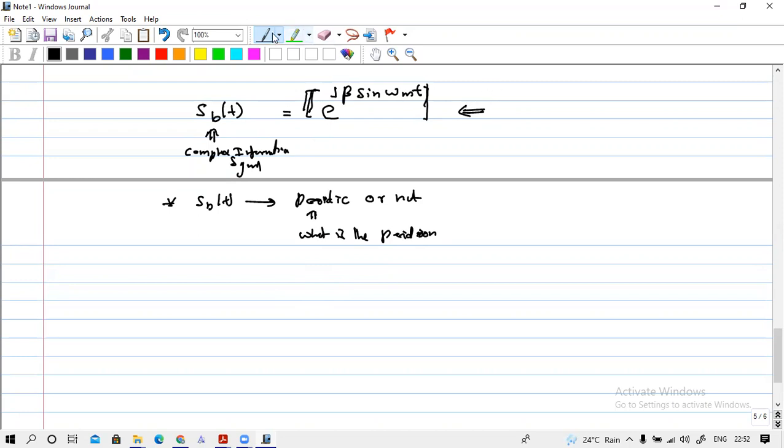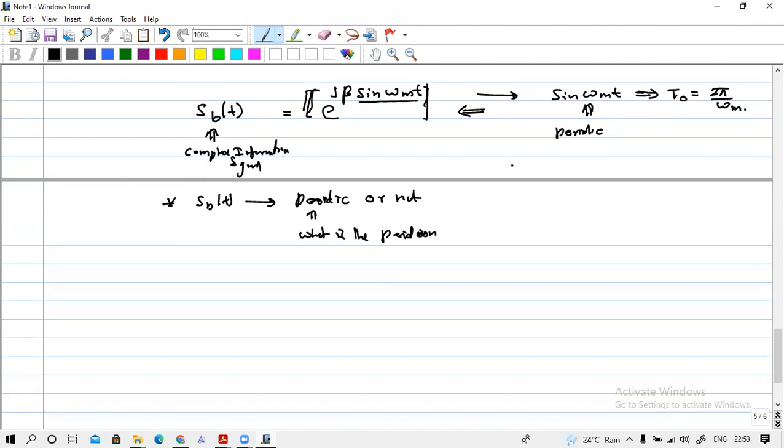So you can see that this is sine omega m t. And you know that every sinusoidal signal is periodic. So sine omega m t is a periodic signal. Let's say the fundamental period is T naught, which is 2π by omega m. Every sinusoidal signal is periodic.